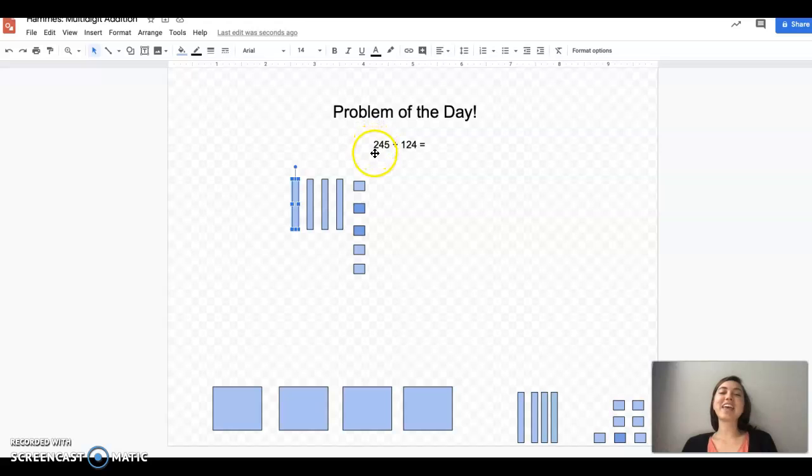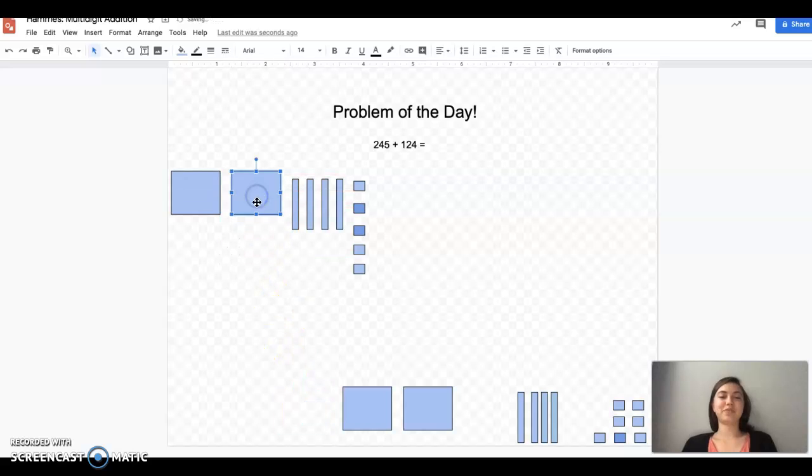Let's look next door again. Our hundreds place. How many hundreds do we have? 2. So how many of these hundreds blocks am I going to need? 2. 1, 2. Perfect. So in our number 245, we have how many hundreds?